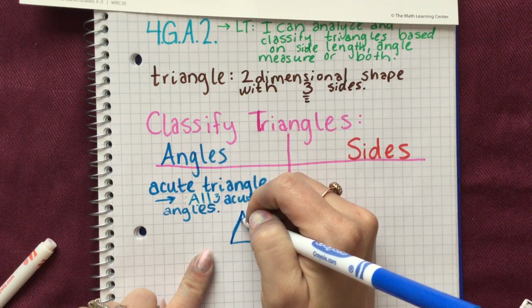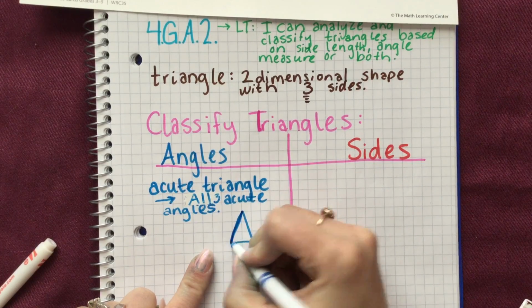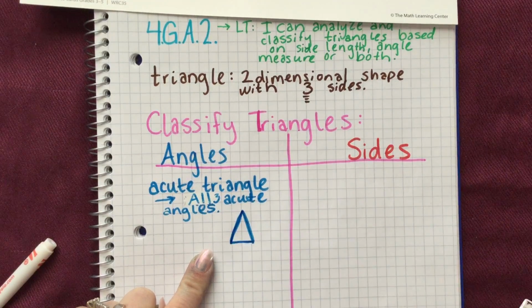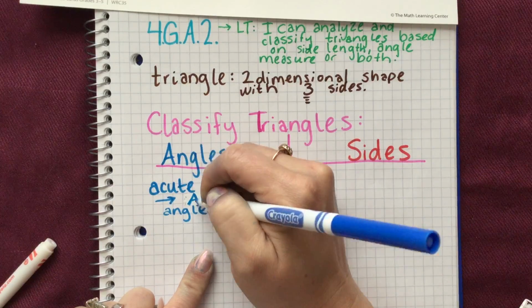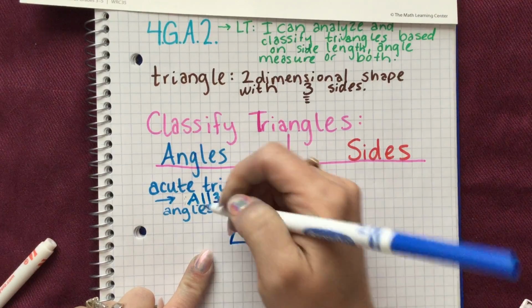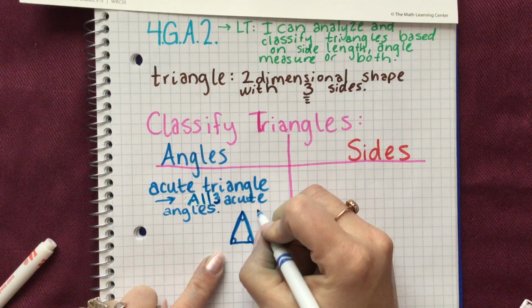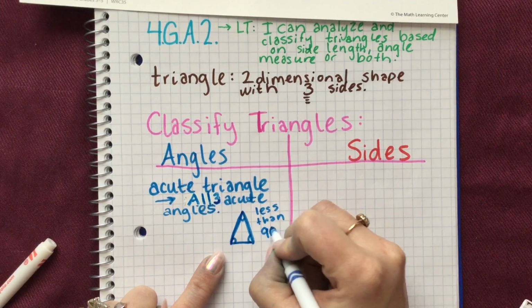All three of these angles are less than 90 degrees. So this would be an acute angle. And again, I apologize for that mistake a moment ago. Not just one, but all three are acute angles. All three angles are less than 90 degrees.